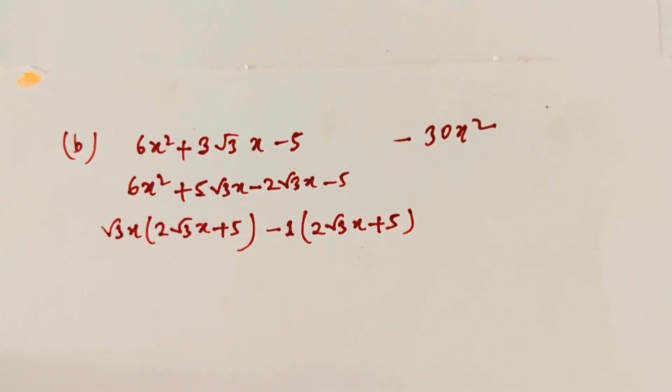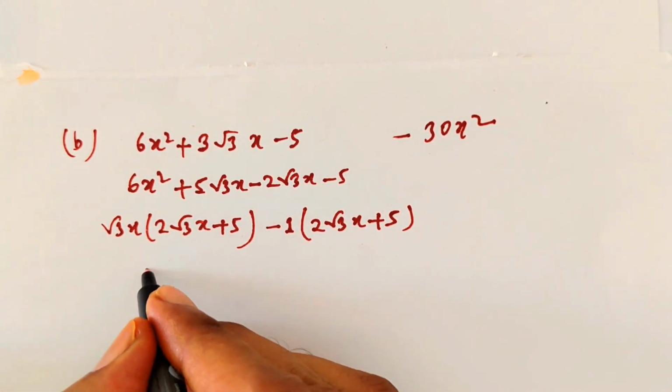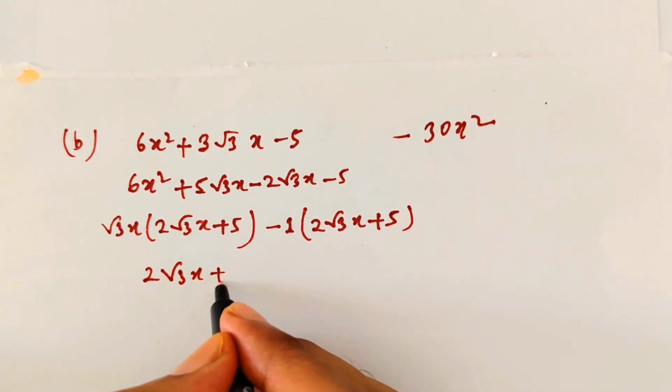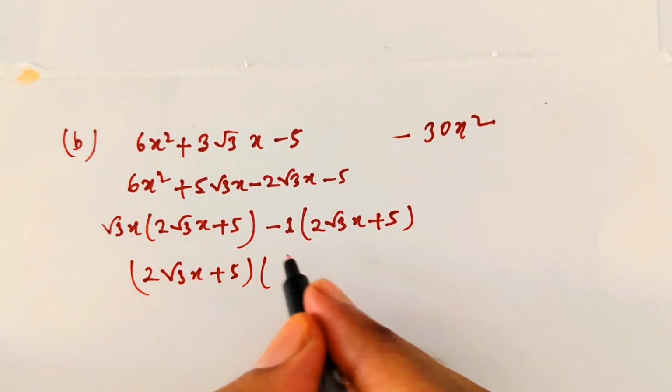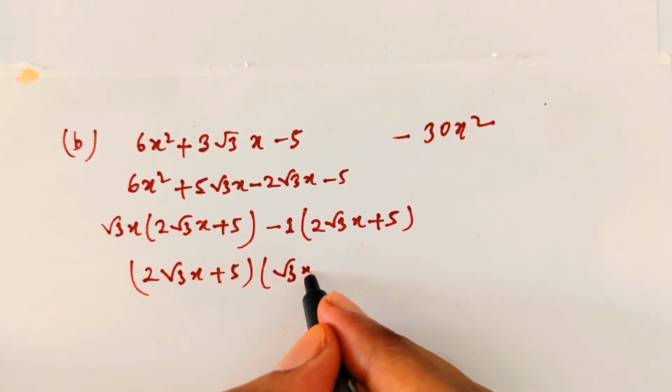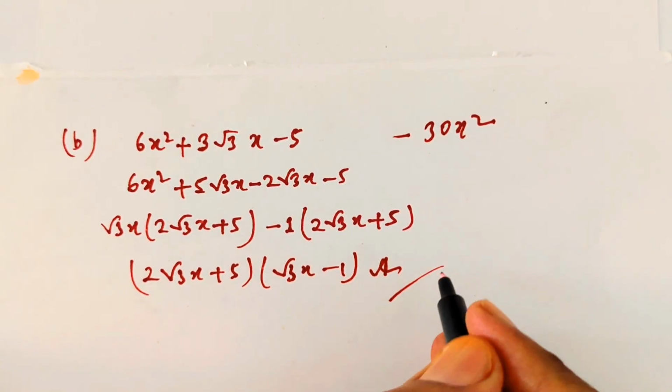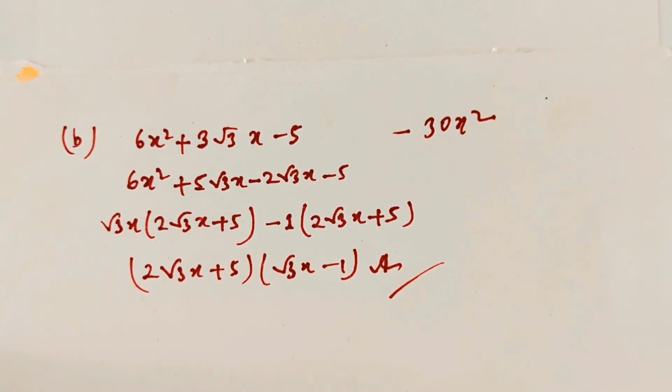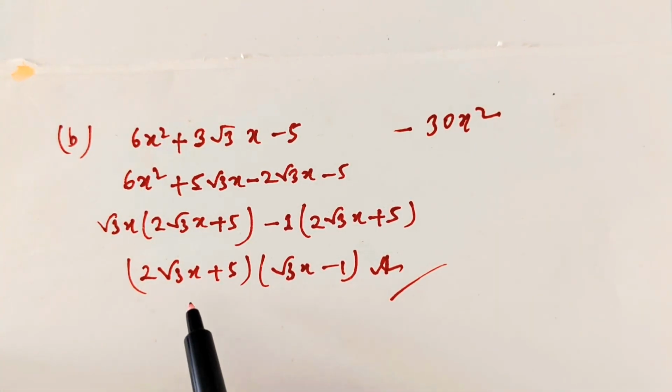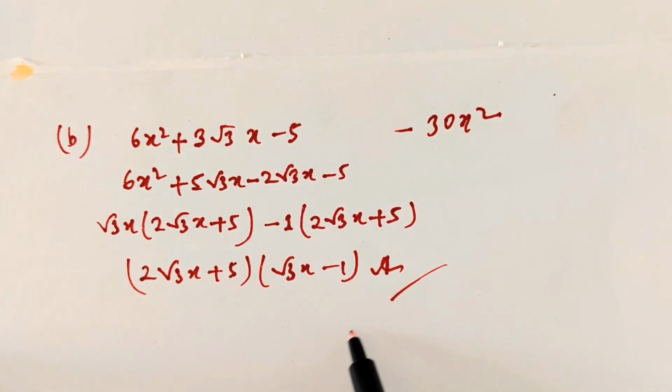Again we are getting the same, so let's take the common again: root under 3x plus 5 into root under 3x minus 1. This will be the final answer. If you ask what the roots of this quadratic equation are, here x equals minus 5 by 2 root under 3 and x equals 1 by root under 3.